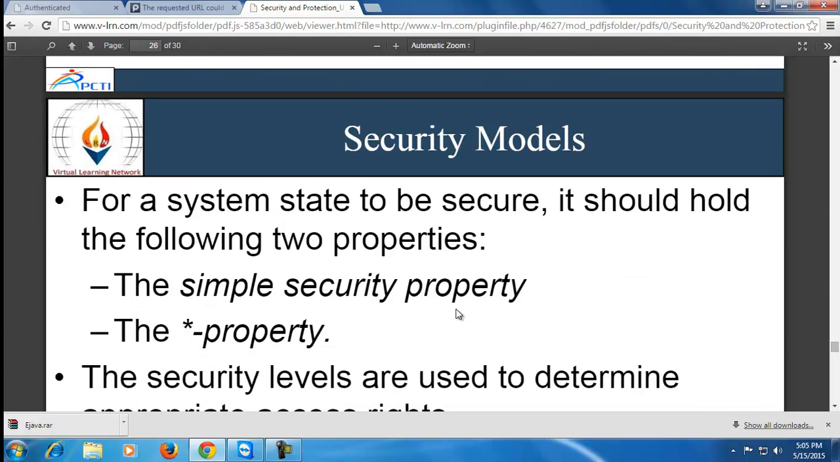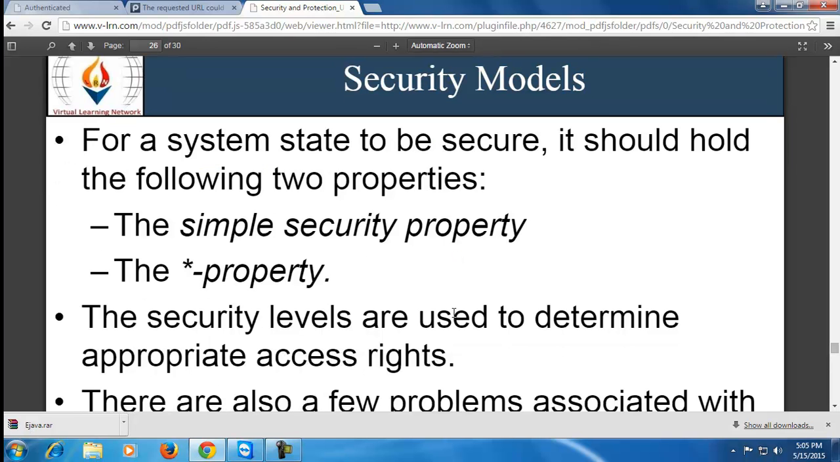Now, for a system state to be secure, it should hold the following two properties. First, the simple security property, which is a generalized form of the security model. Another is the star property, which represents the fixed or restrictive authorization for accessing the content. The security levels are used to determine whether appropriate access rights are there or not.